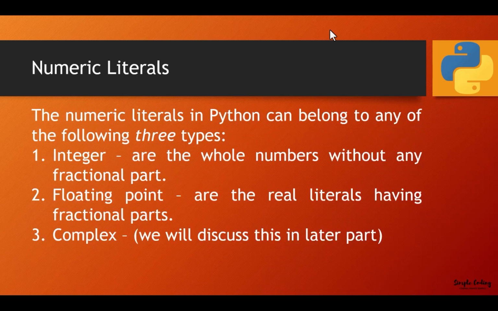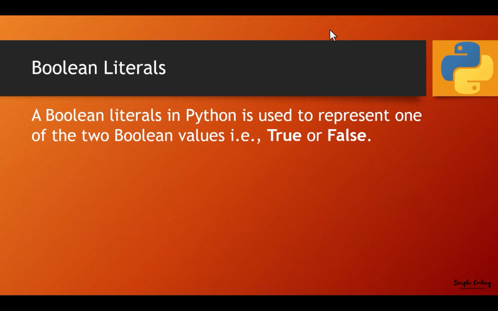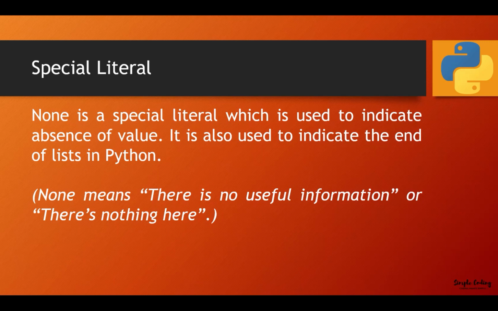Numeric literals. In Python, there are 3 types of numeric literals. Number 1 is integer. Number 2 is floating point. Number 3 is complex. Integers are whole numbers without any fractional part, and floating point are the real literals having a fractional part. Next, boolean literals. A boolean literal in Python is used to represent one of the 2 boolean values, that is either True or False.